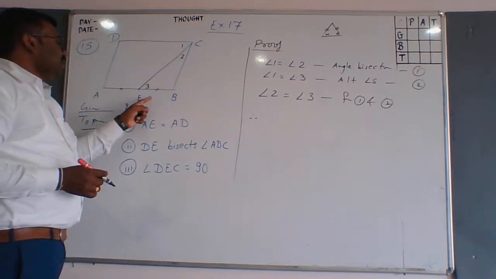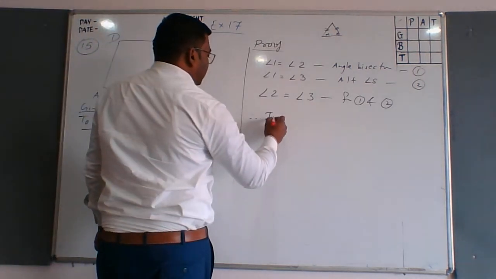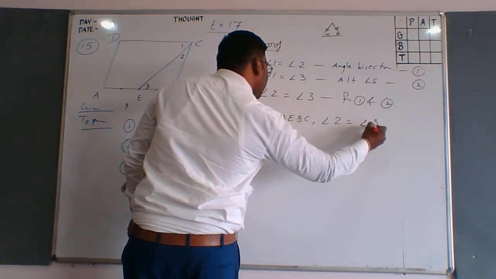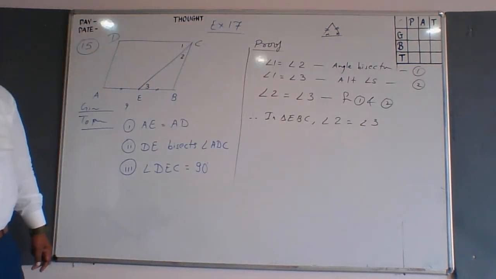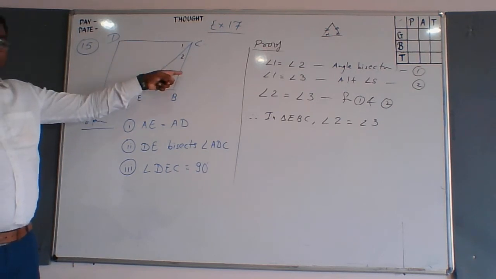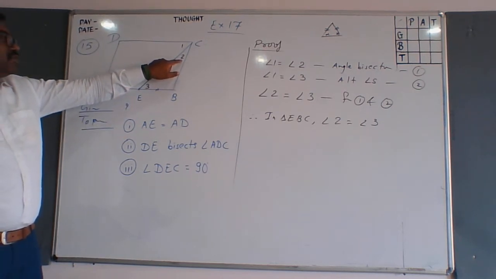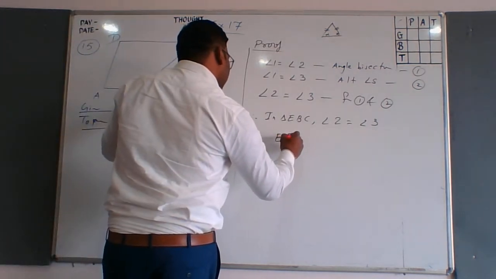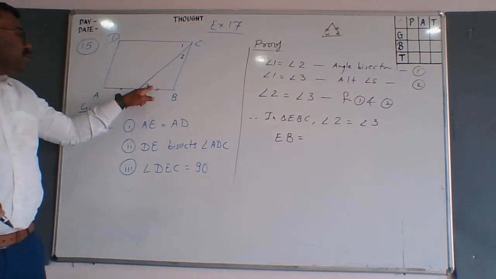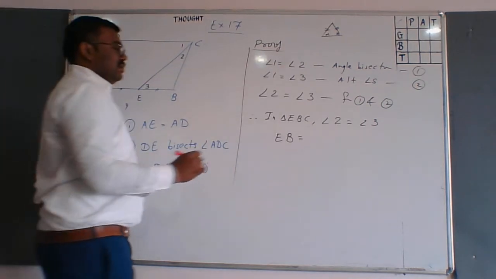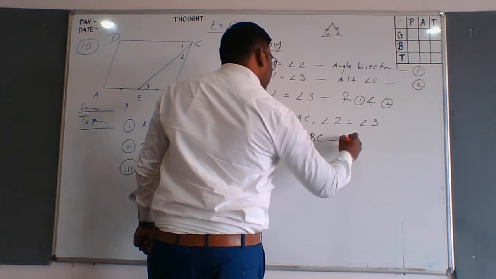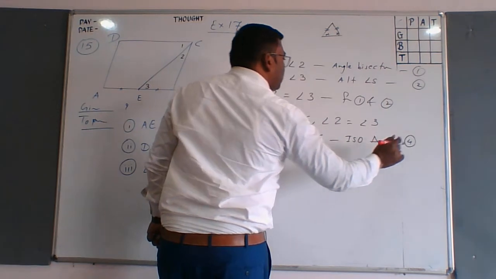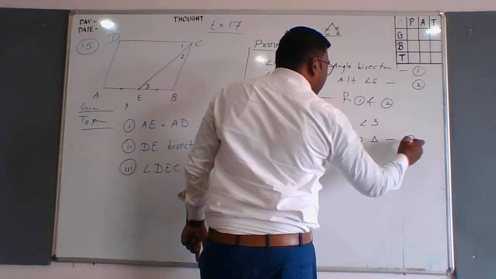So in this triangle EBC, angle 2 and angle 3 are equal. Correct? If angle 2 and angle 3 are equal, that means it becomes isosceles. So which two sides are equal? The opposite side of angle 2 is EB. Therefore, we can say that EB equals BC, the opposite side of angle 3. The reason is isosceles triangle. Name it as 3. Correct?